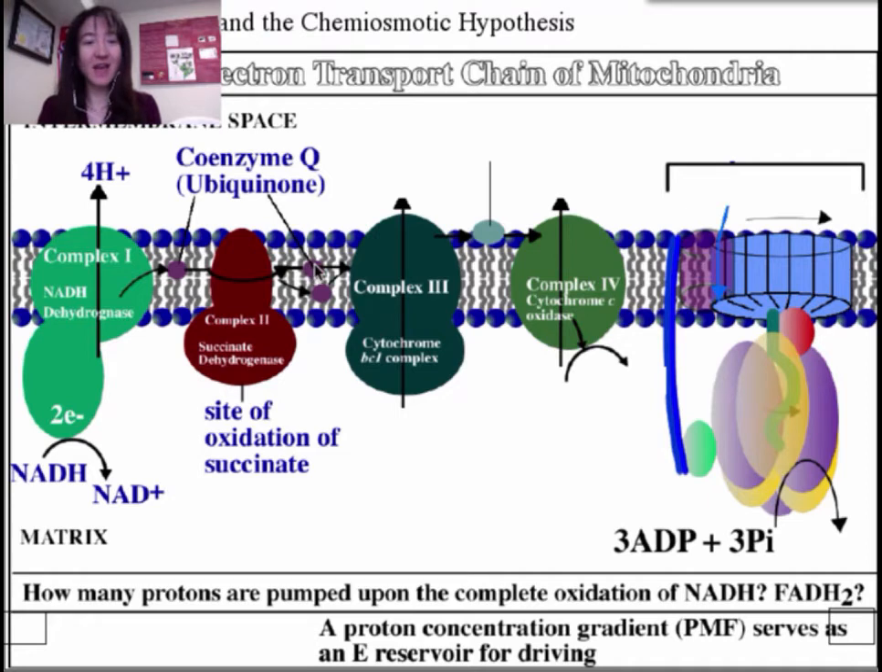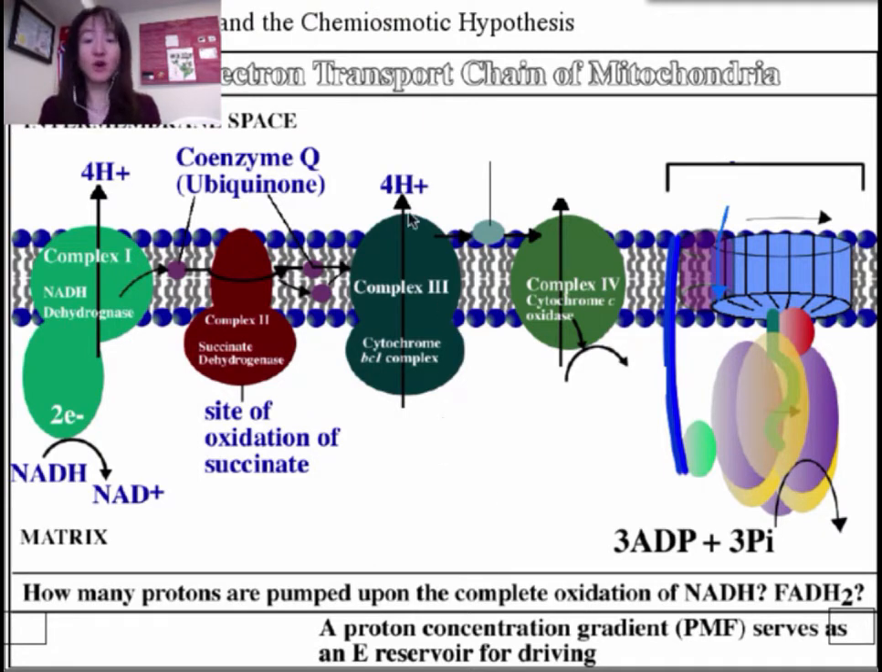Ubiquinone is the other name for that, and it becomes reduced. Notice that it is mobile. It's a flitty little guy that goes in the phospholipid bilayer. It obviously is a highly hydrophobic molecule that doesn't mind hanging out in those phospholipid tails. And it does so and makes its way to complex 3.